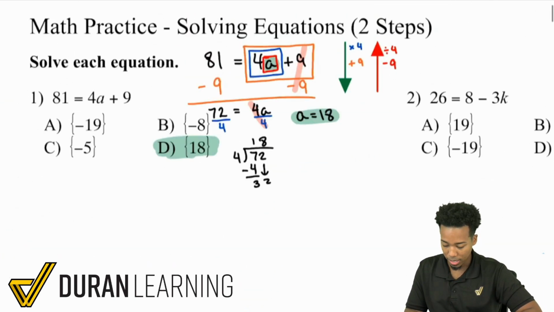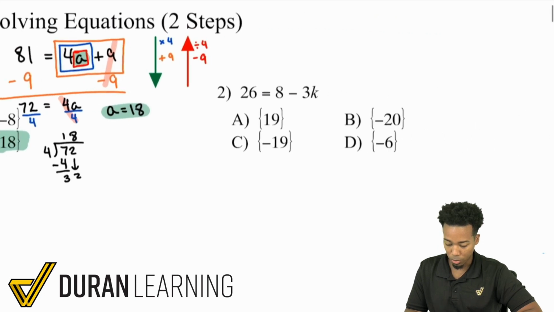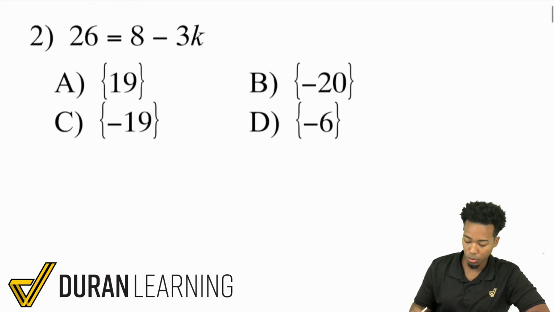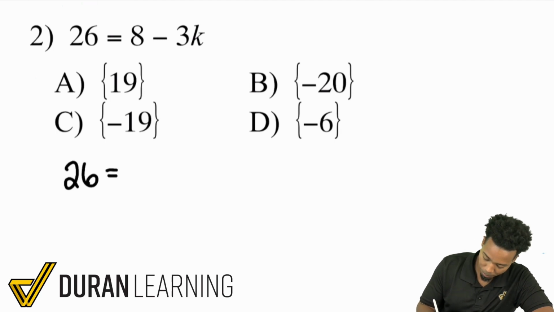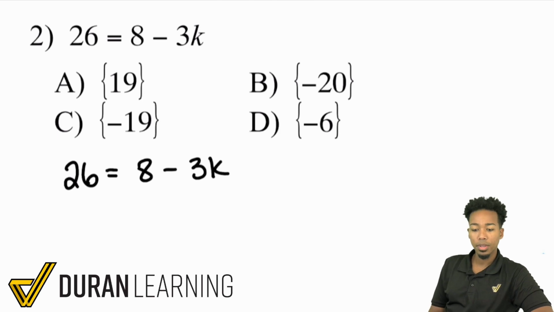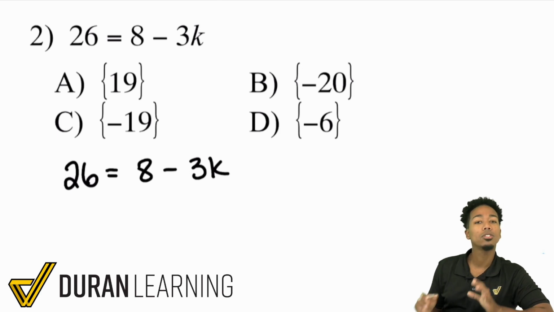So let's go ahead and get into, let's say, number 2. So let's take a look at number 2 over here. We have ourselves 26 equals 8 minus 3k. So a lot of us may be looking at this and we're thinking, yo, that minus 3k, I don't like that negative there on the variable. Don't worry, take it one step at a time.